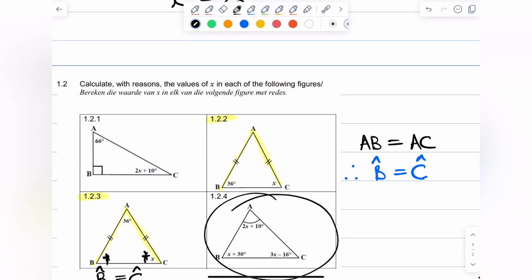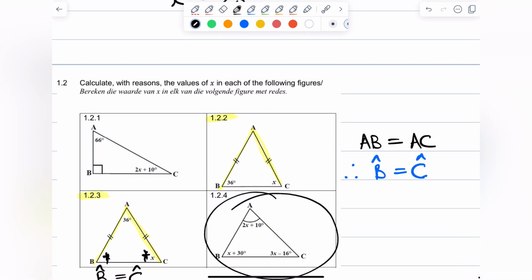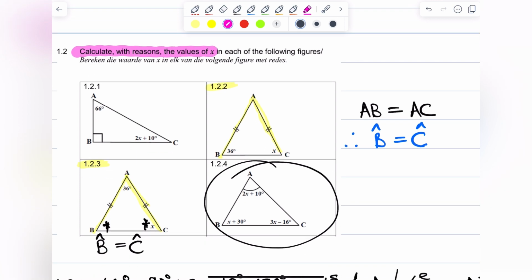Just another note, if you just go back to the instruction here, it says calculate with reasons. Okay, just change that up here. Calculate with reasons the value of x. So it's not asking us to calculate the value of the angle specifically.